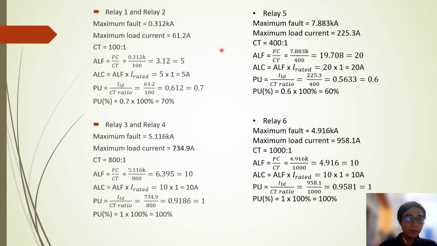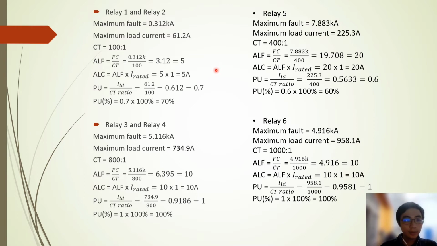The ALF can be calculated by using the fault current divided by the CT ratio. By putting the fault current divided by the CT ratio, we get an ALF of 3.12. So we can use the nearest approximation, 5, which is available in ETAP. Then the ALC is calculated by using ALF times the rated current, which is 5 times 1, and we will get 5 ampere.